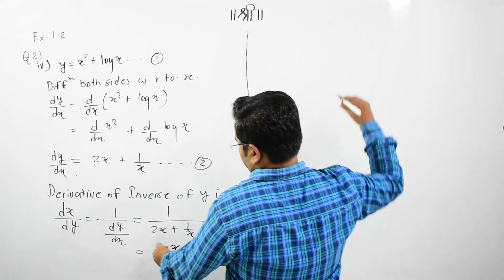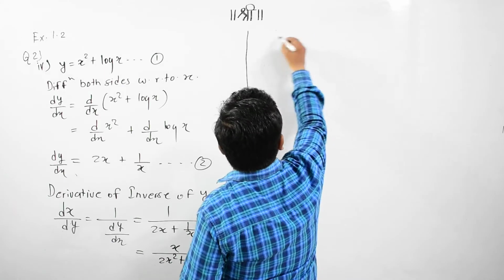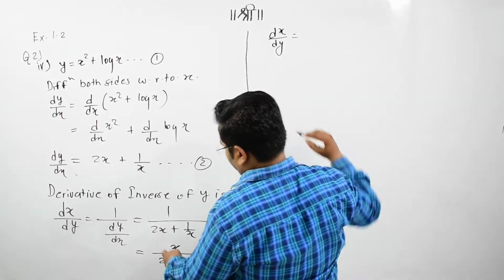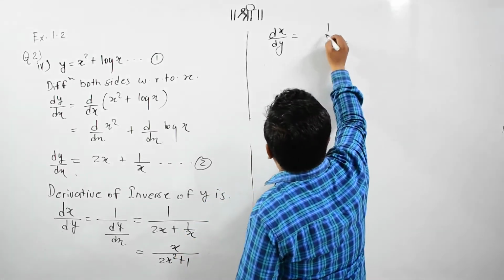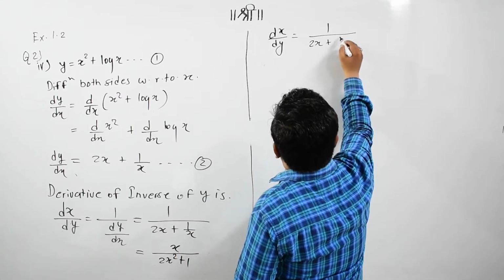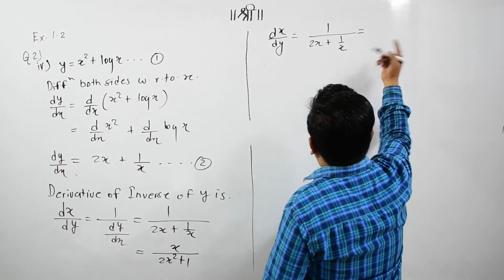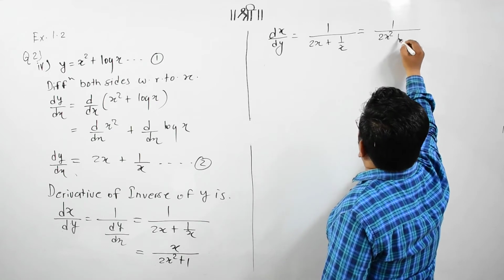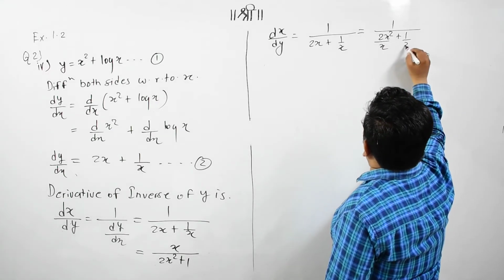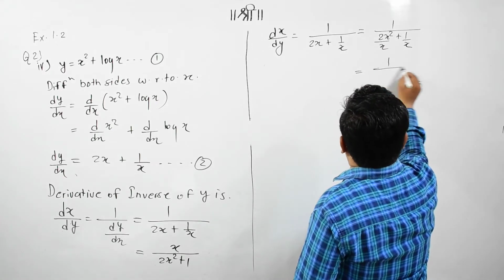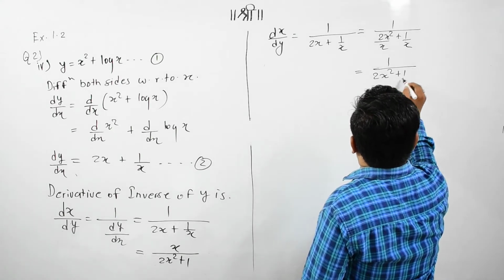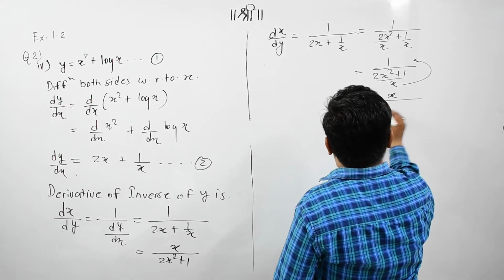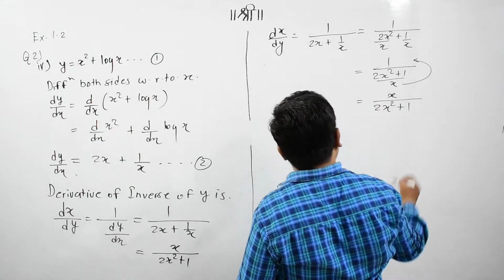Now, next step is what? How are we getting this value? I would like to again illustrate that dx upon dy is equal to 1 upon 2x plus 1 upon x, which is equal to 1 upon, making the base, 2x square plus 1 upon x, and this x goes to the upper side. So, which is equal to x upon 2x square plus 1.